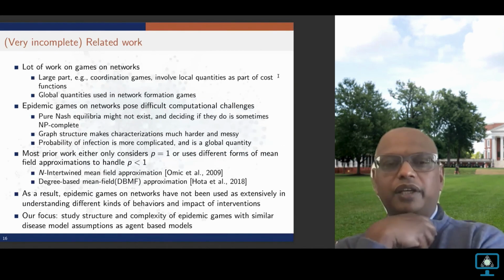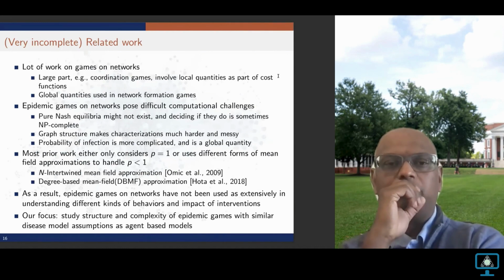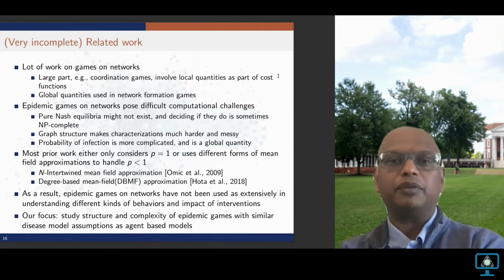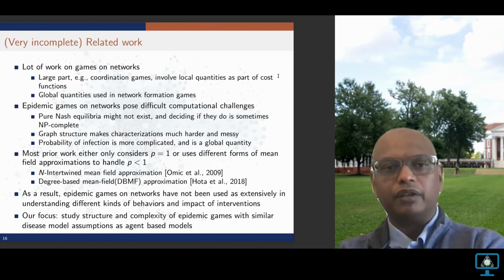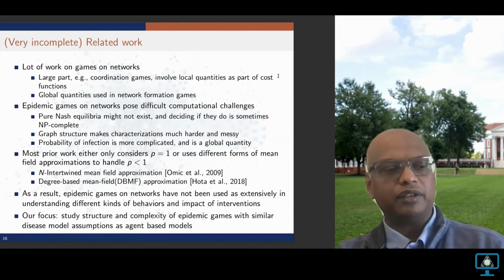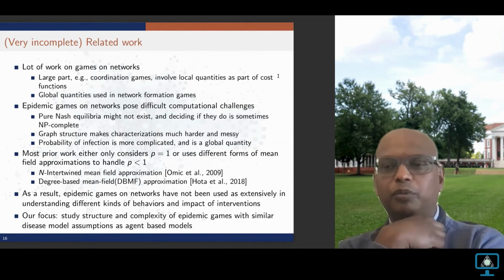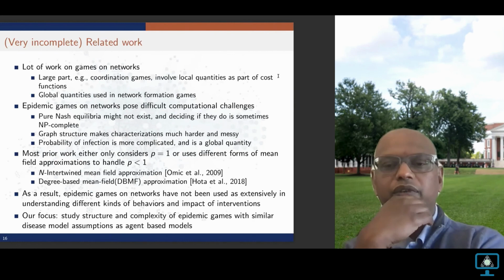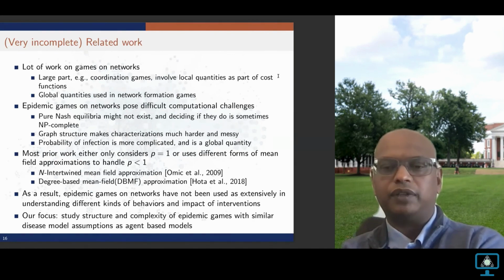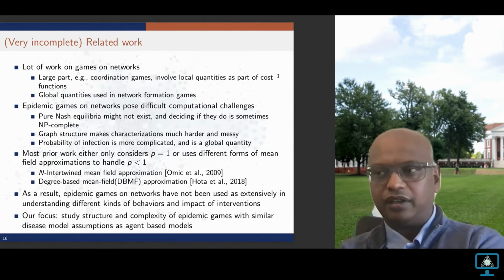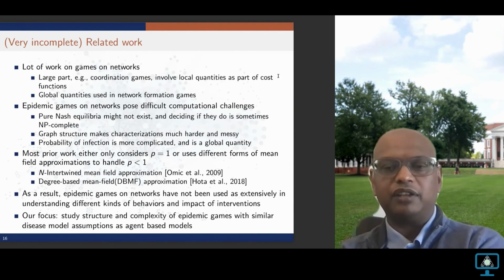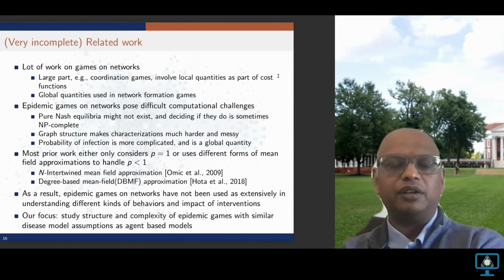On the other hand, there's also a lot of work on games on networks. Many of them, like coordination games, have local costs, where the costs depend on local quantities. There are also games like network formation games, which have global quantities, like properties of the network, which get constructed as part of the cost structure for nodes. But the epidemic games have this nature as a player as well, in terms of the stochasticity of the disease model and the source, which adds a new element to the complexity.